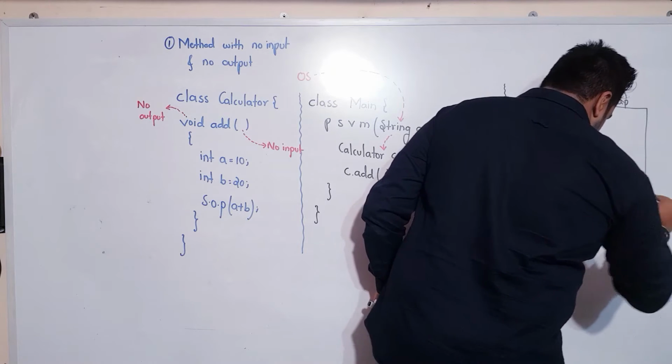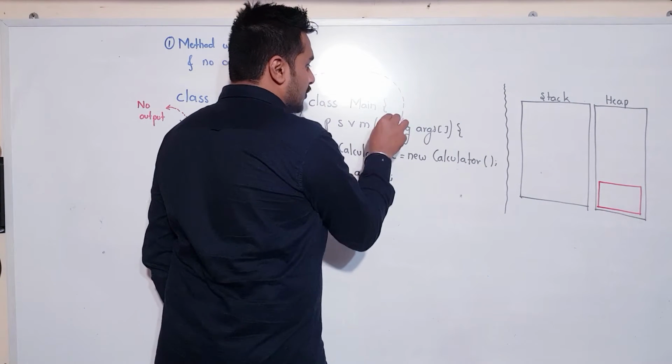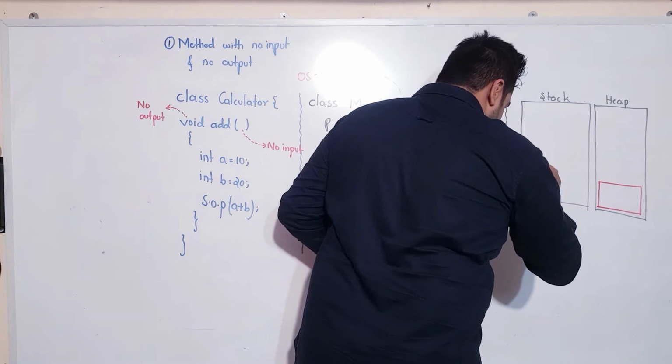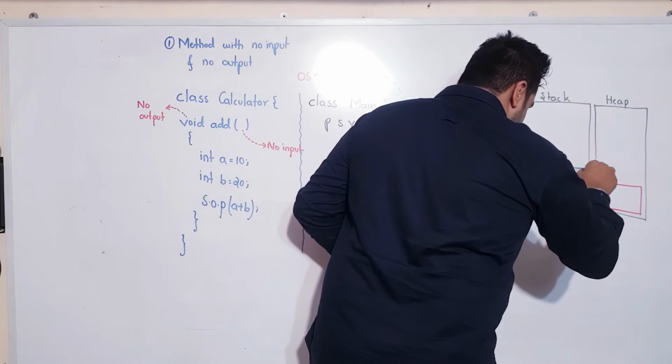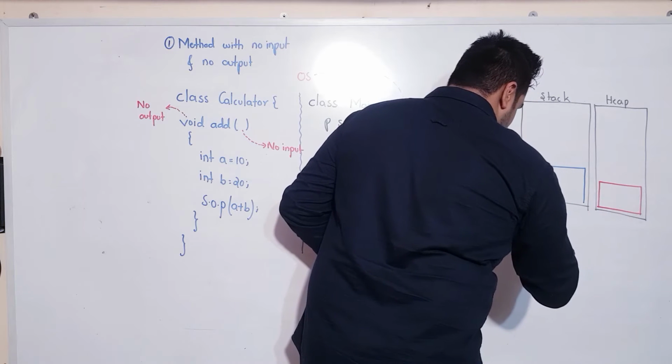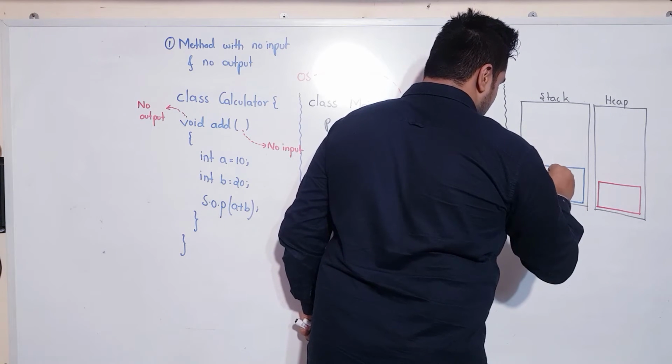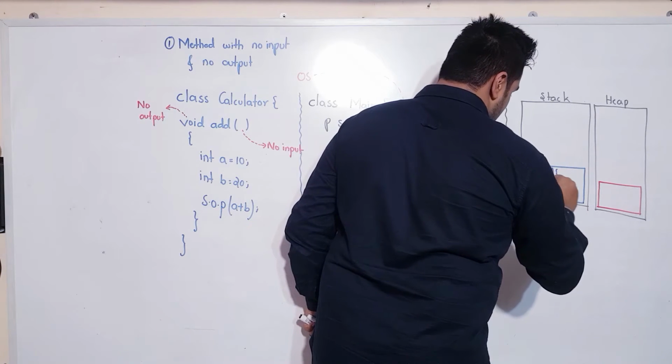Well, before that, the most important thing, as soon as the control comes to a function, what will happen? An activation record will get created. Whether it is a function or a method, the activation record will be created for them. I have already told about the activation record.